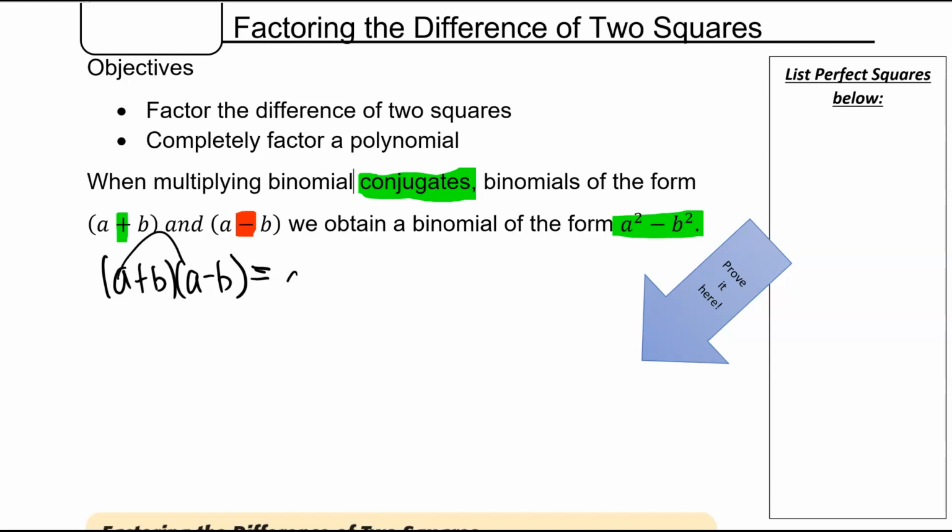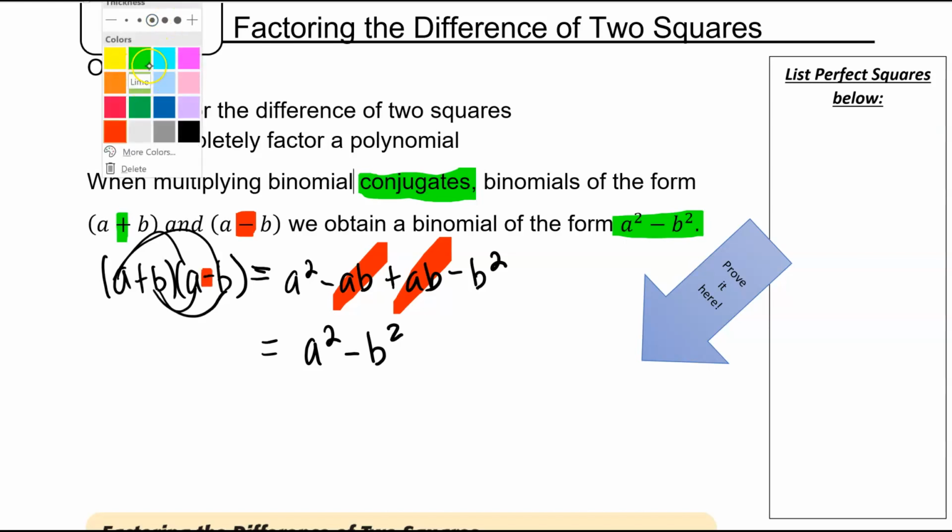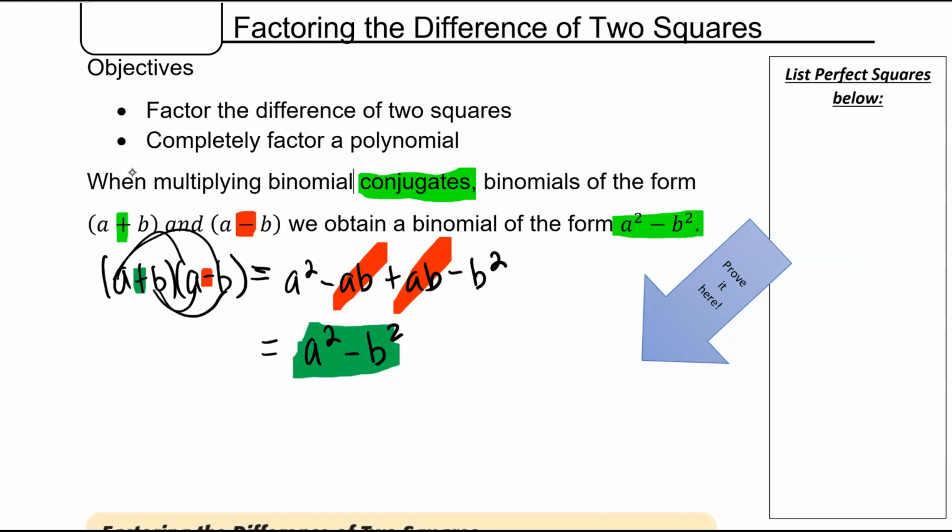So when you FOIL this, you get a squared, a times negative b is negative ab, b times a is positive ab, then you have b times negative b, which is negative b squared. But notice that the negative ab and the positive ab will cancel out, leaving you with a squared minus b squared. So as long as those signs are different here, the middles will cancel out and you will get something of this form right here.